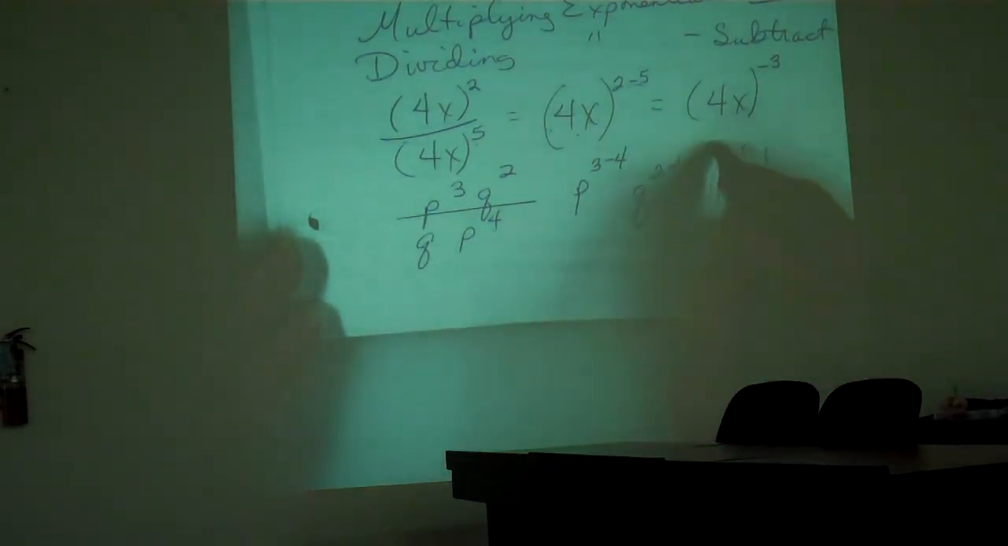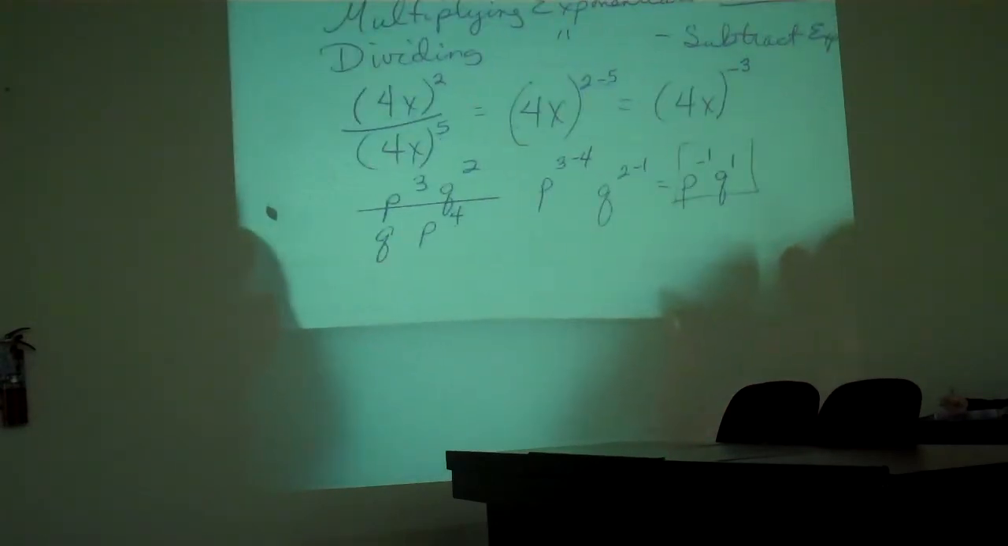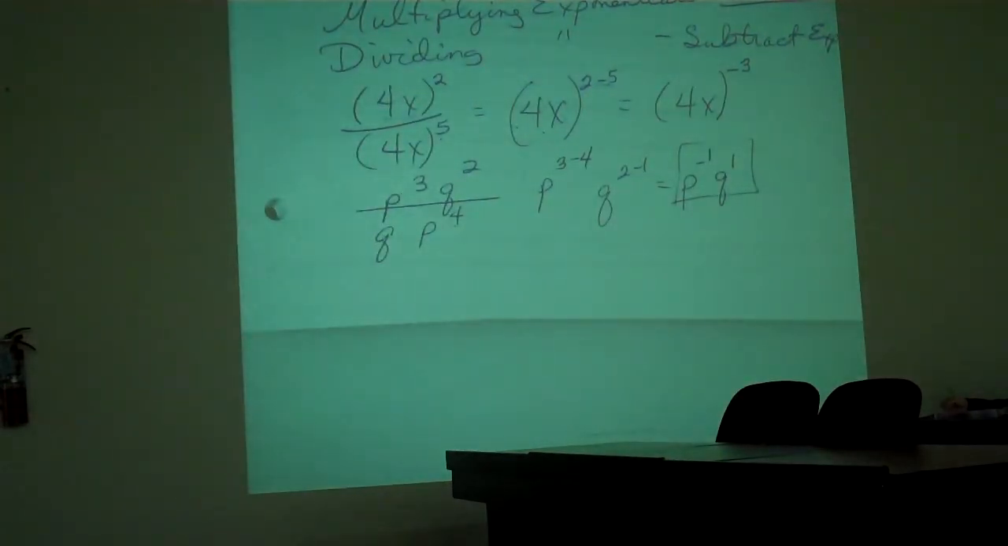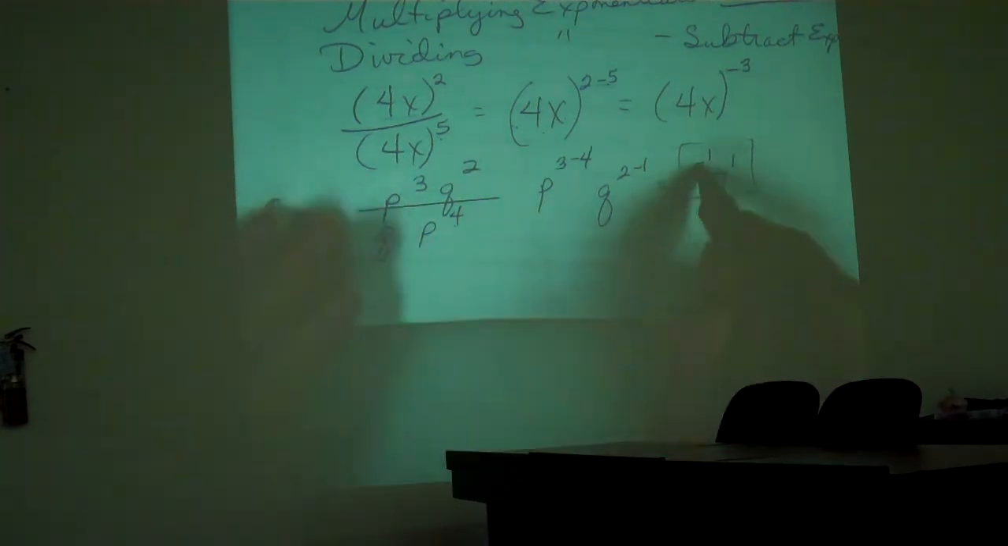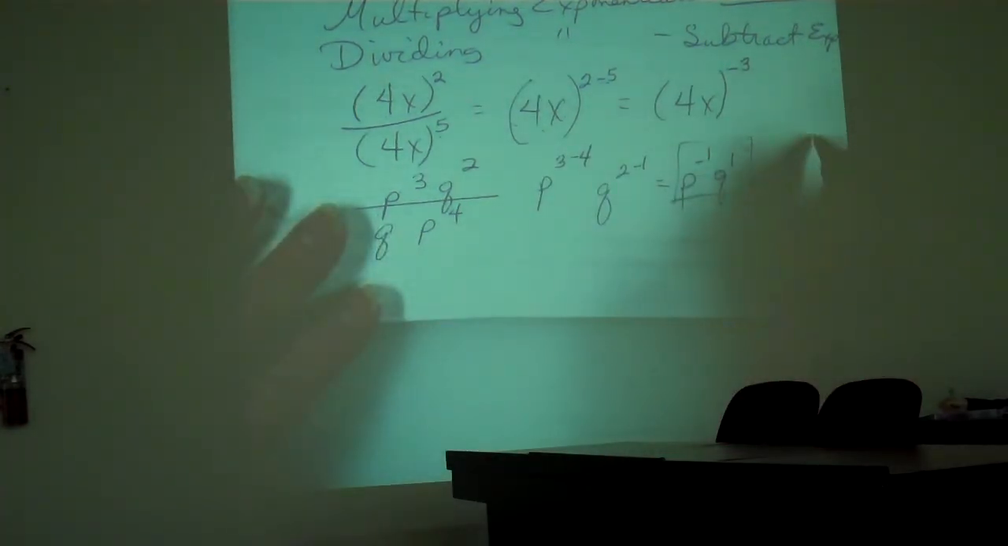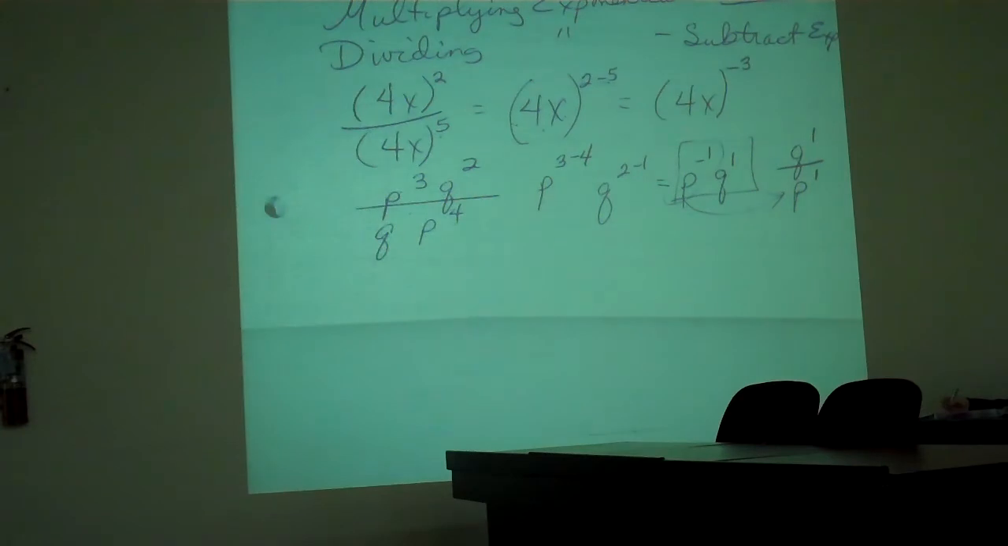So it could be written like this, or if it's negative, it could be on bottom, right? You could leave the q to the 1 on top and put this negative 1 on the bottom. To get rid of the negative sign, you just put it on bottom.